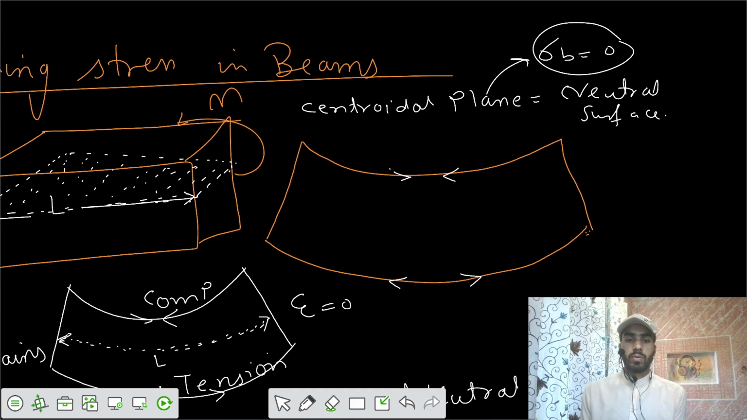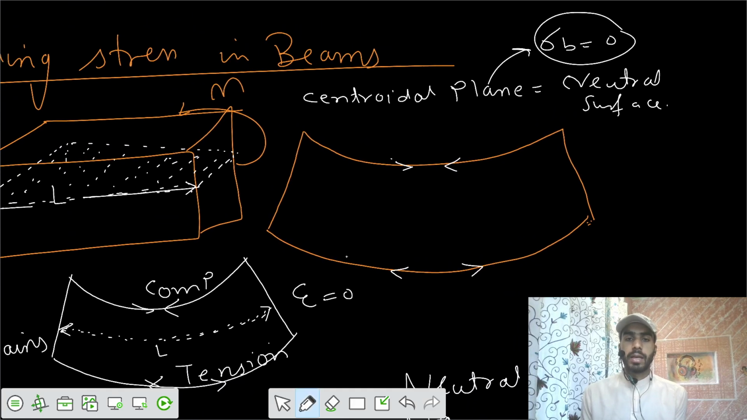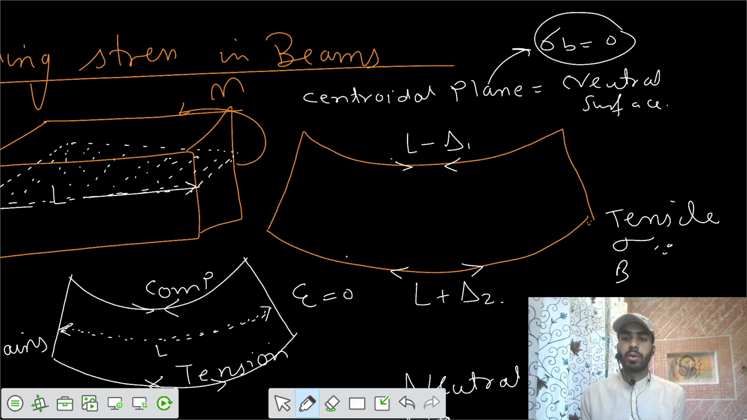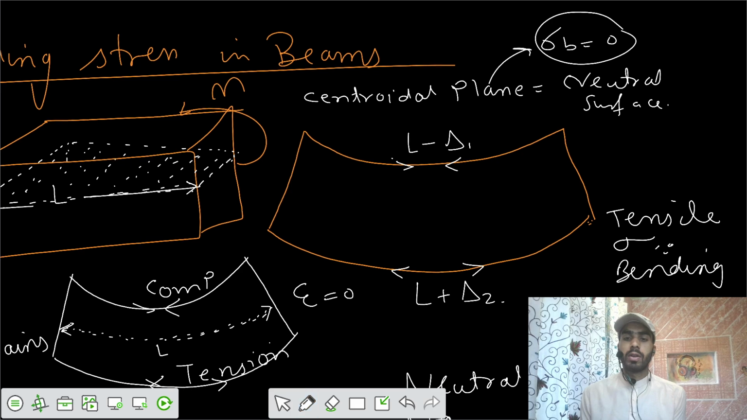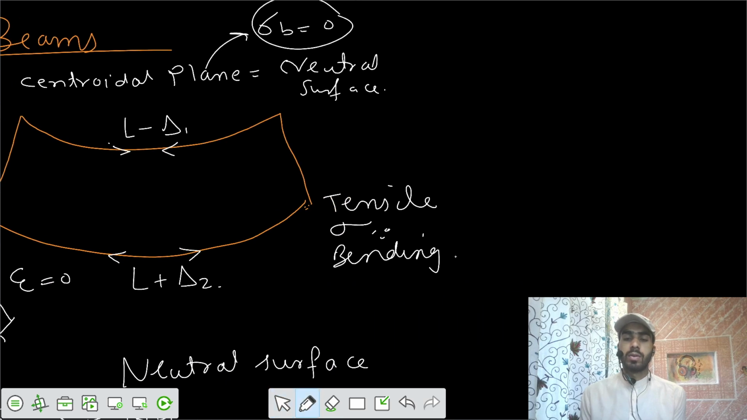So we can say your top fibers are in compression because compressive strain has developed, members have developed length L minus delta 1, and bottom fibers L plus delta 2. So bottom fibers have elongated. Because of tensile strain, we have tensile stresses developed, tensile stresses because of bending. So we can call it bending tensile stresses, and on the top, bending compressive stresses.